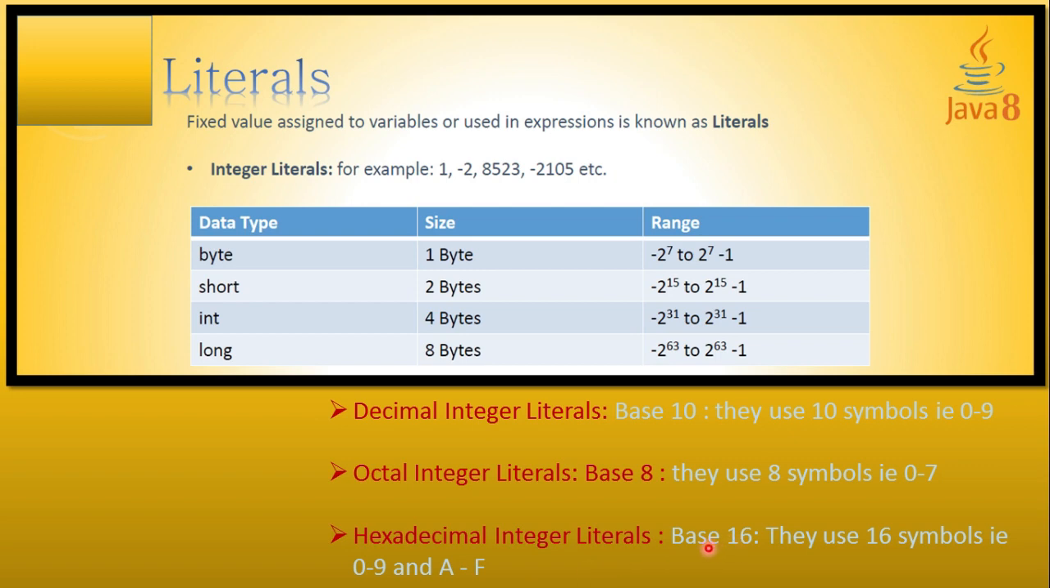This is having a base 16. What is the base of this hexadecimal number? 16. You may be asking from where 16 came, because we are only having digits 0 to 9 only. Then how 16 came? Where are the symbols? Yes, we have the symbols. We use 0 to 9, that is from the decimal. 0 to 9 means 10 symbols. Now A, B, C, D, E, F.